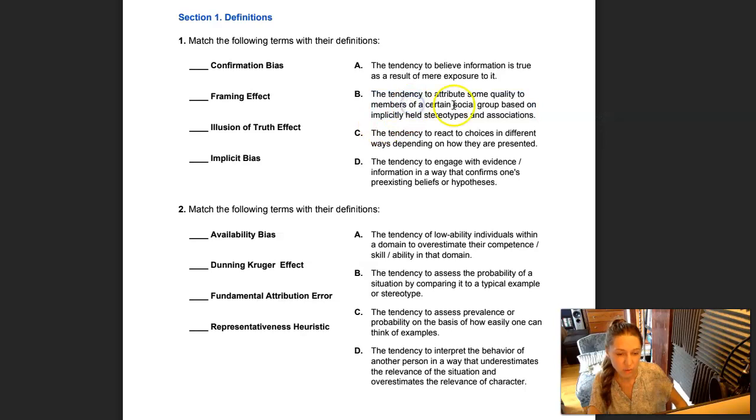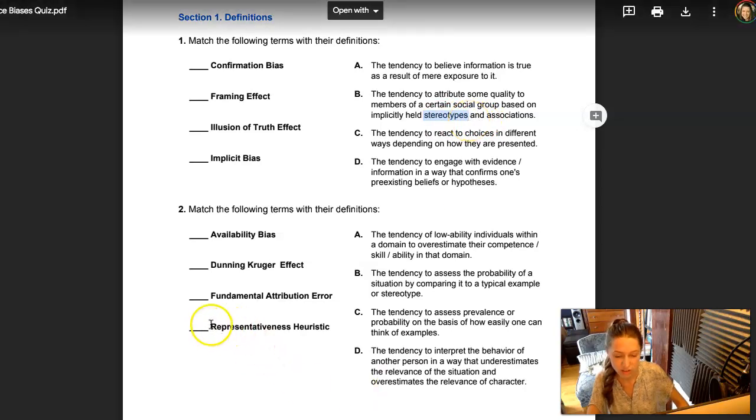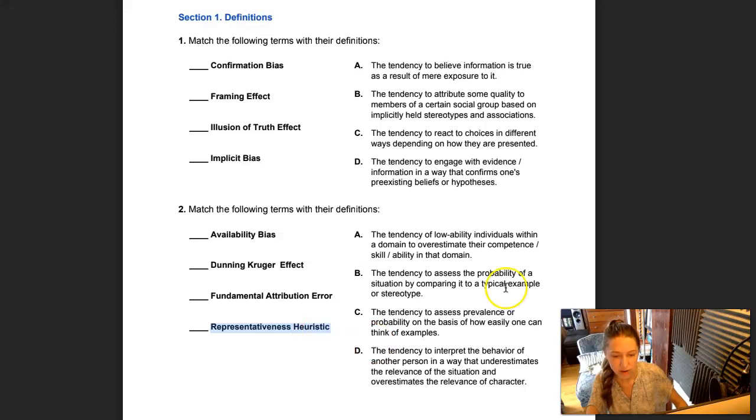And so here the social group element is key to this. Because we've seen other biases that have to do with stereotypes and associations. So the representativeness heuristic, right? And what's important for implicit bias here is that we are stereotyping social groups and perhaps applying those stereotypes to individuals, right? So we have these stereotypes about groups.